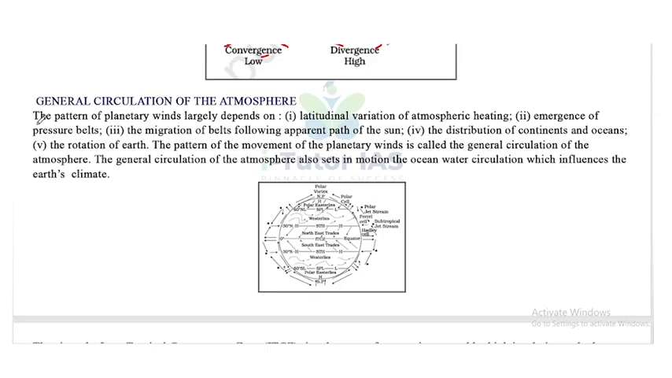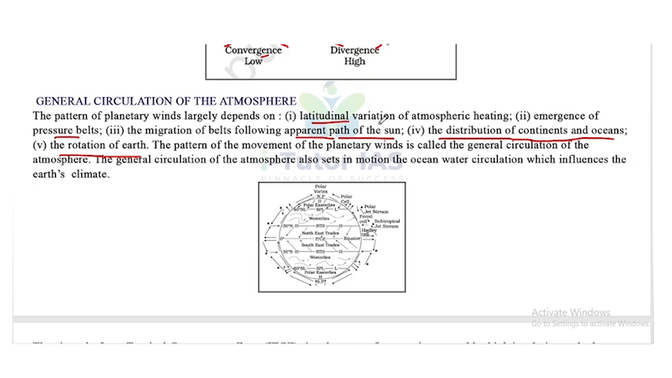Now, general circulation of the atmosphere. The pattern of planetary winds largely depends on latitudinal variation of atmospheric heating, emergence of pressure belts, the migration of belts following the apparent path of the sun, the distribution of continents and oceans, and the rotation of Earth. These are the things that the pattern of planetary winds depends on.